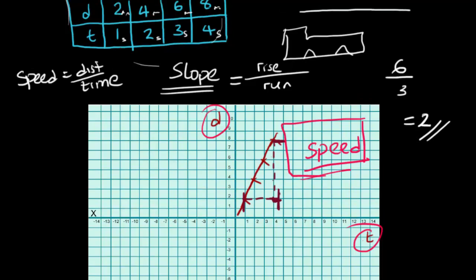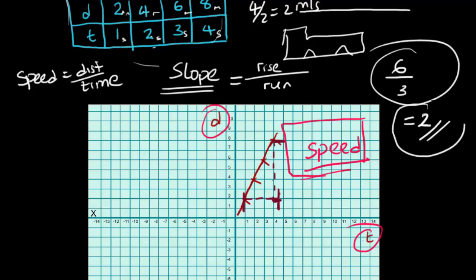So if we try to calculate the speed using any of the variables in this table, let's pick 4 and 2 for example. The speed will be 4 over 2, which is 2 meters per second. Can you see that that's what we got as the slope, 2? So for a distance time graph, the slope is actually the speed. Do you understand that?